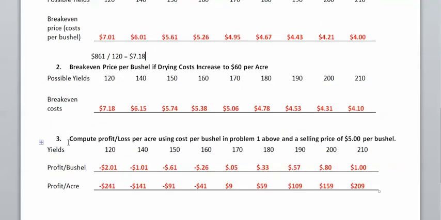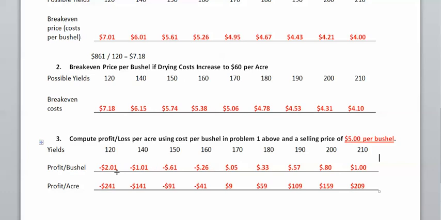Now, problem 3 says compute our profit or loss per acre using the cost per bushel in problem 1 above and the selling price of $5 a bushel. So we have a selling price of $5 a bushel. Here's our cost of production right here, problem 1. So all we have to do for line 1 here is figure out our profit or loss if we sell corn for $5 a bushel.